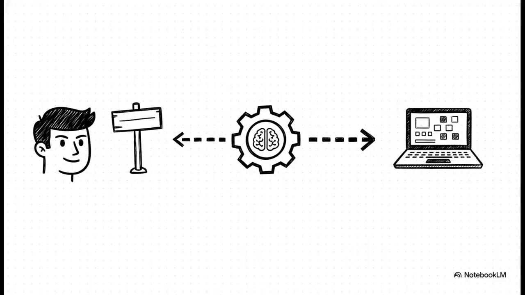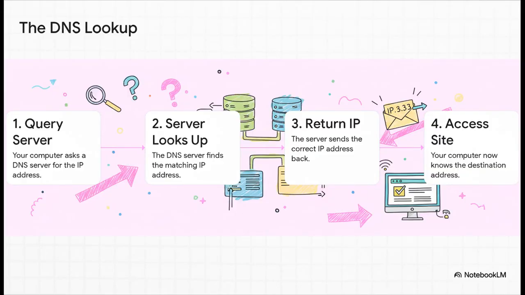So this is the puzzle, right? On the left, you've got the simple name we can all remember. On the right, you have the series of numbers that the network actually needs. So how in the world does your browser connect the two? It all happens with something called a DNS lookup.